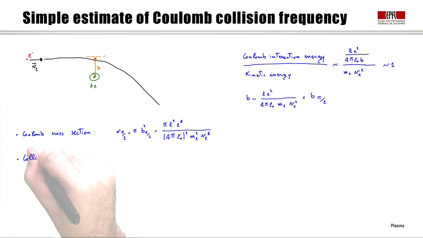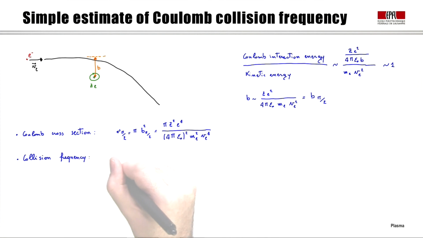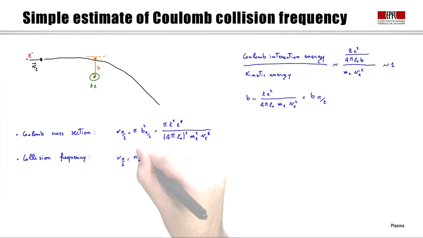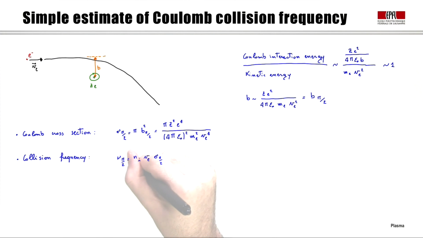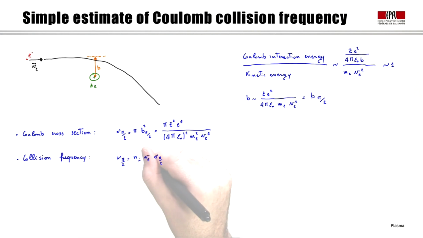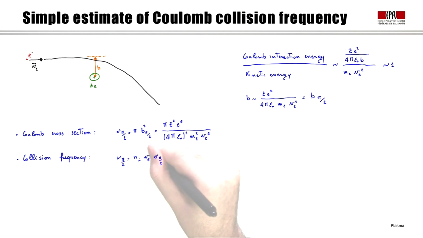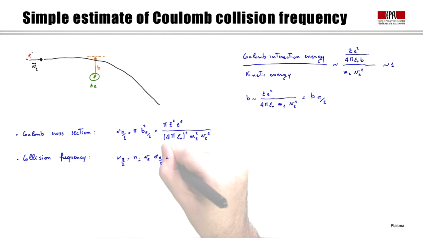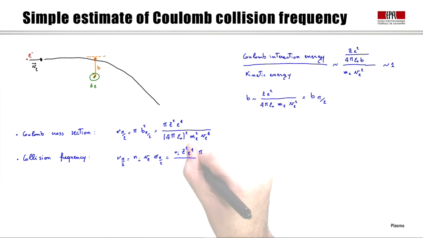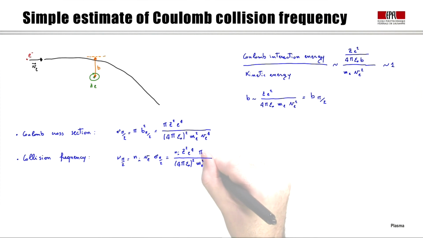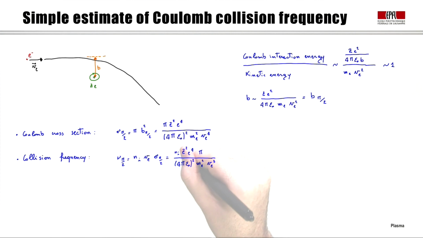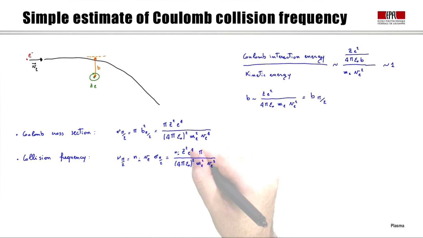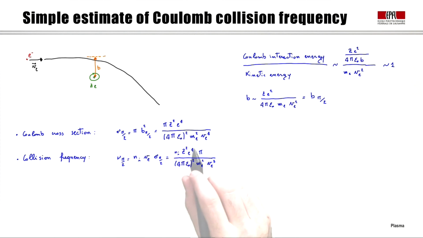From this we can derive a collision frequency that is given by the product of the target density, the incoming electron velocity, and the cross-section, which, by plugging in all the numbers we have put here, will be given by the ratio of n_i, the target density, the density of the ions, Z squared e to the power 4, over (4 pi epsilon 0) squared m_e squared v_e to the power 3.